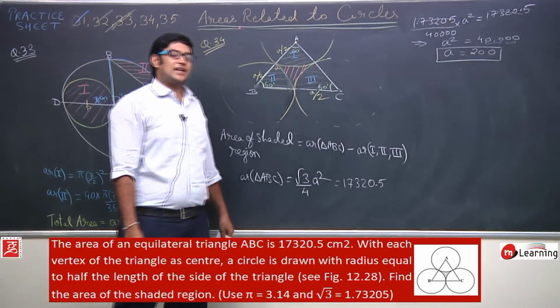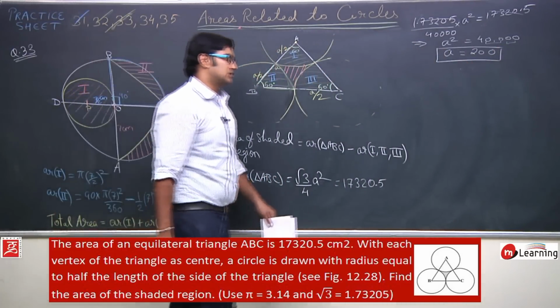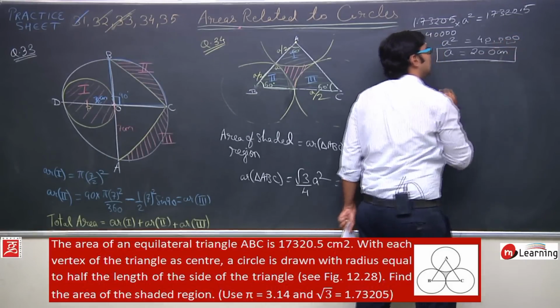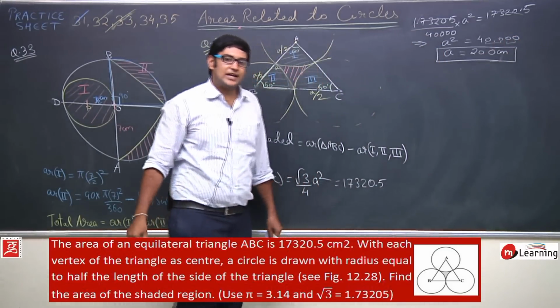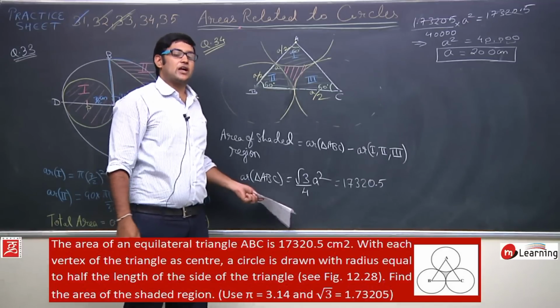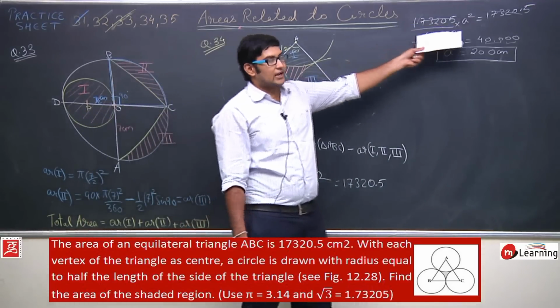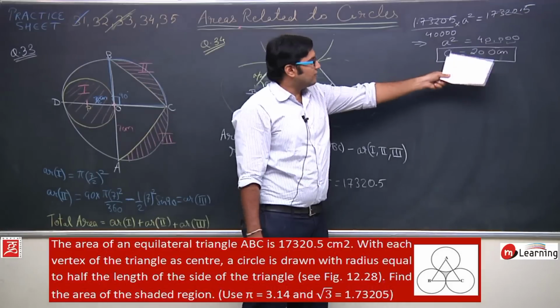So the side of the triangle is 200 centimeters. This is the side of the triangle. How have we calculated the side? We have used the concept of area, because the area of the triangle is given. So we have used the area of the triangle to calculate the side. Now we have the side.